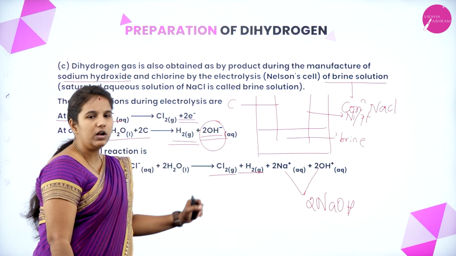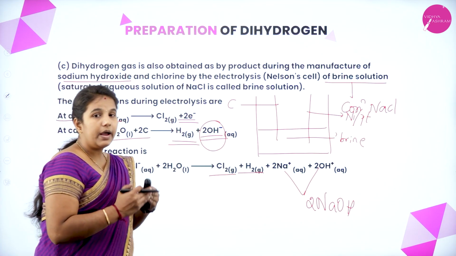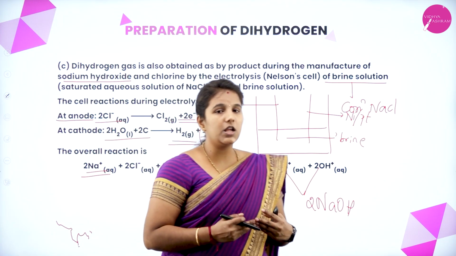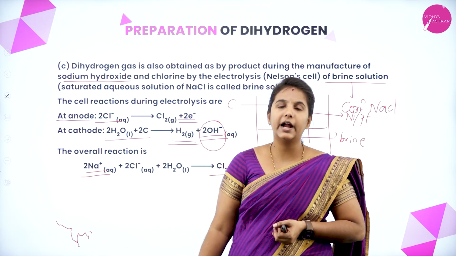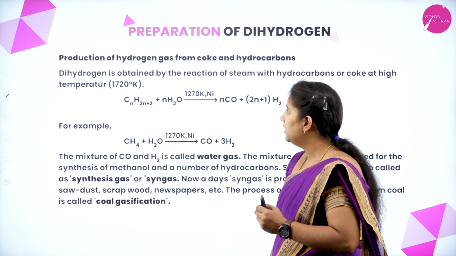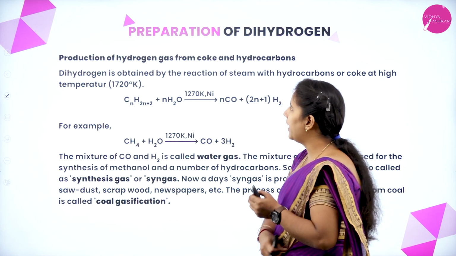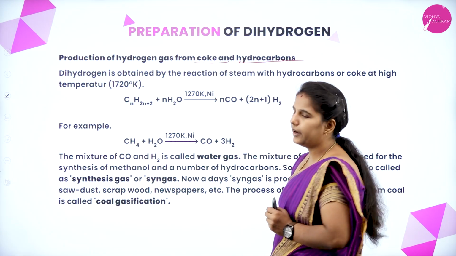So, which gives rise to what? 2 NaOH. This is how, during the preparation of sodium hydroxide, we can generate pure hydrogen and pure chlorine gas. Next is production of hydrogen gas from coke and hydrocarbon.